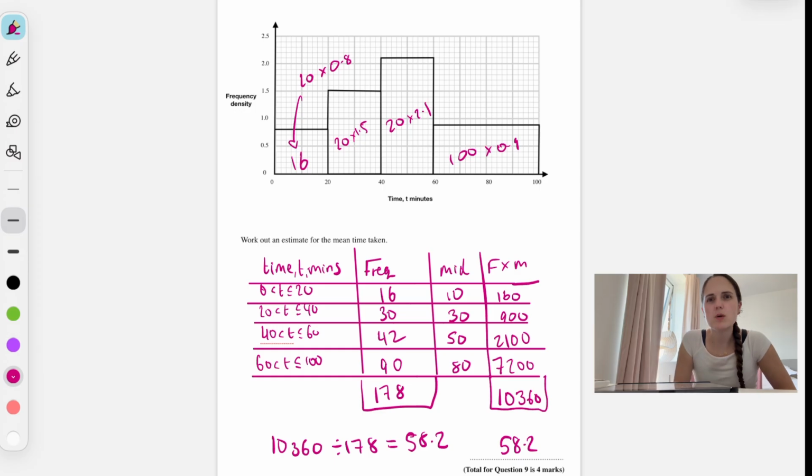So I do have another video already on finding the mean from a grouped frequency table. So if you're unfamiliar with how to do that, I do have another video if that would help. But yeah, so the answer to this question is 58.2. So that was the last question I have on histograms.